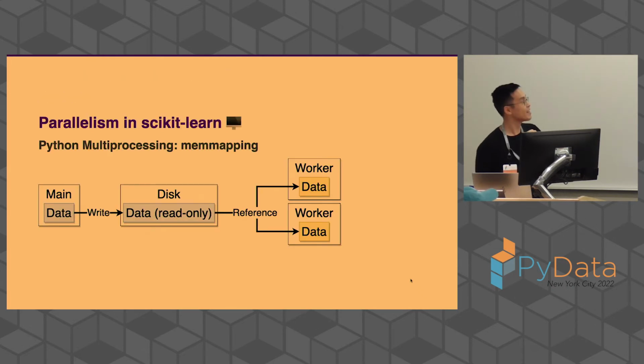That is mem mapping. So when using multiprocessing, you have to think about the memory. And this is the solution that scikit-learn came up with. Any questions then? Yeah.